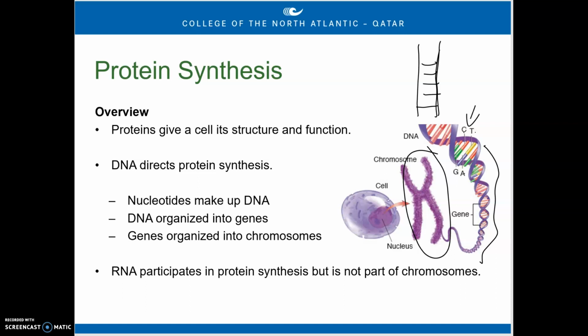Now, RNA, ribonucleic acid, the other form of nucleic acid, has a major role to play in protein synthesis, but it doesn't form part of chromosomes, and it isn't part of your genetic makeup. And we'll talk about this stuff in the next few slides.